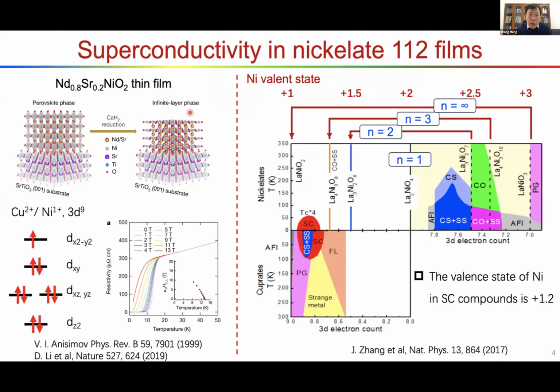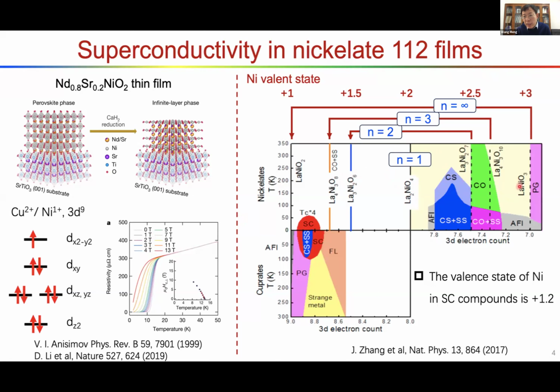Professor Arando has given a very nice talk and introduced the superconductivity in these 112 thin films. That's a very important breakthrough made by Professor Harold Hwang's group at Stanford. The transition temperature is around 15 Kelvin, and now I think it increases to 20 Kelvin. I just want to point out that there are many phases for these nickelates.